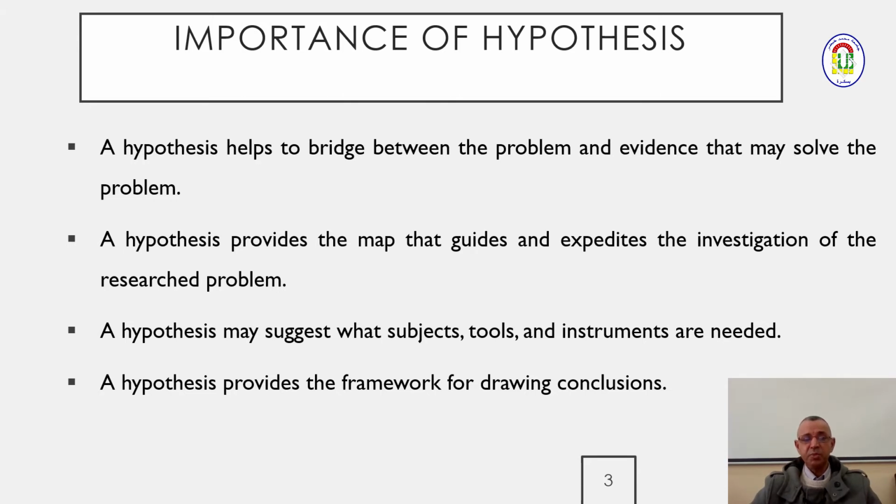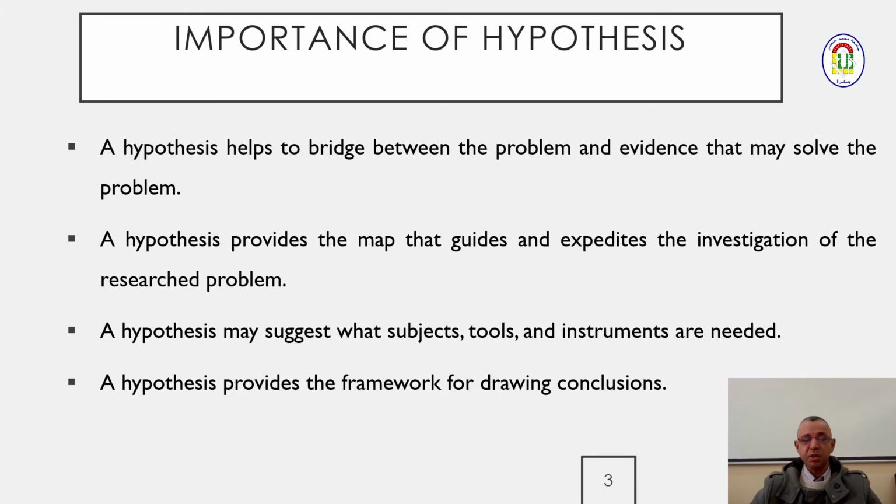The second importance of a hypothesis is that a hypothesis generally provides the map that guides and expedites the investigation of the researched problem. We have explained this before, that the hypothesis, if well formulated, if it is precise, if it is concise, of course, this will put the research on the right, appropriate track. That means the investigation will be very precise, and if it is precise, by the end, the results will be credible, accurate, exact. And what we will realize as results will be valid and reliable.